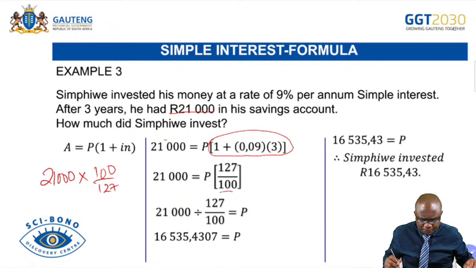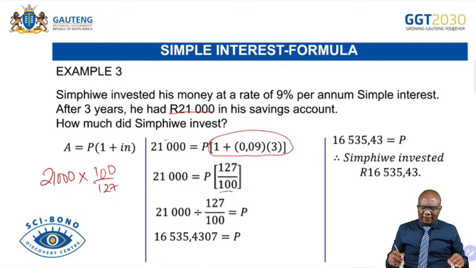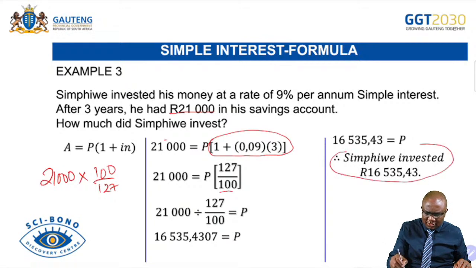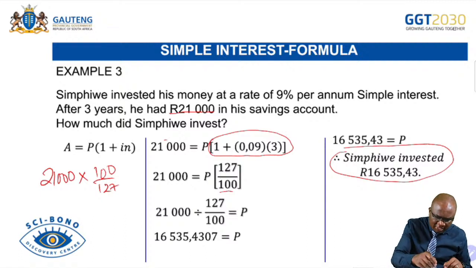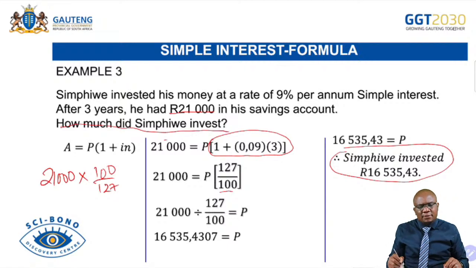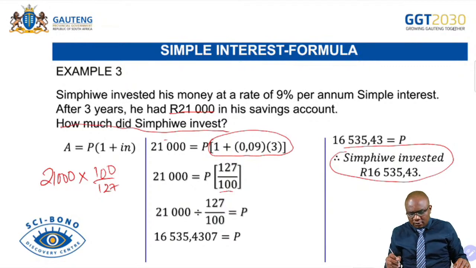Right, let's move on. This part is very, very important. Let's learn to answer the question. Don't just calculate and leave calculations there. Learn to answer the question. The question says, how much did Simpiwe invest? Simpiwe invested 16,535, what am I saying?